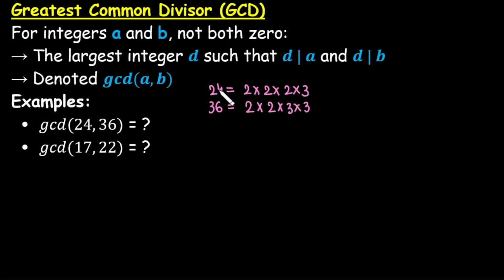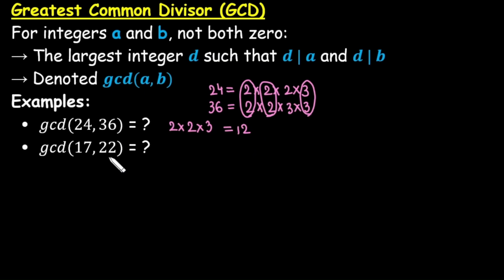Here we have the unique prime factorization of these two numbers. Now we can find the common divisors. Common divisors are 2, again 2, and 3. So it means the GCD of 24 and 36 is 2 into 2 into 3, that is 4 into 3, which is equal to 12. So the largest integer that divides 24 and 36 is 12.